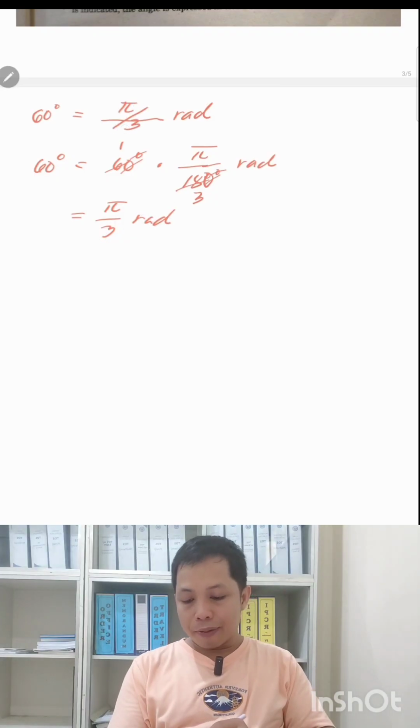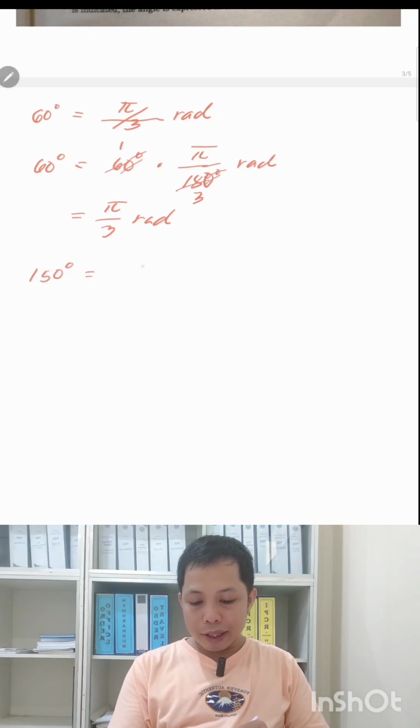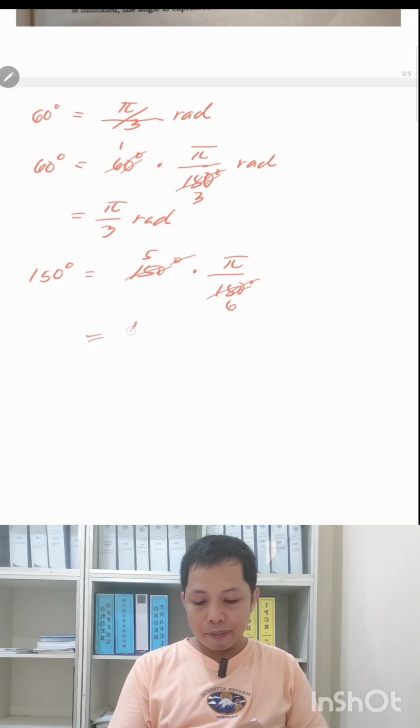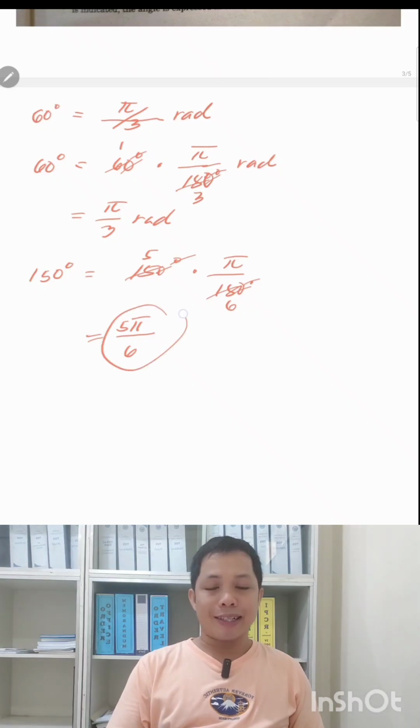Okay? Now, another one, 150 degrees. 150 degrees is equivalent to how many radians? So let us multiply again by pi over 180 degrees. So cancel, cancel, cancel, cancel. They are both divisible by 3. So this is 5, right? And this is 6. So the answer would be 5 pi over 6 radian, or simply 5 pi over 6.